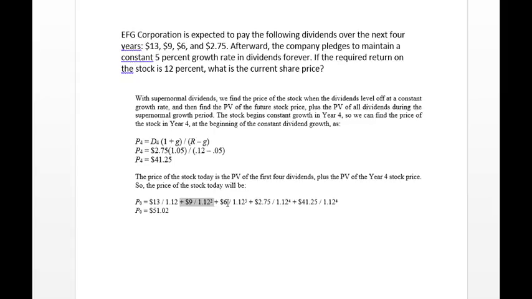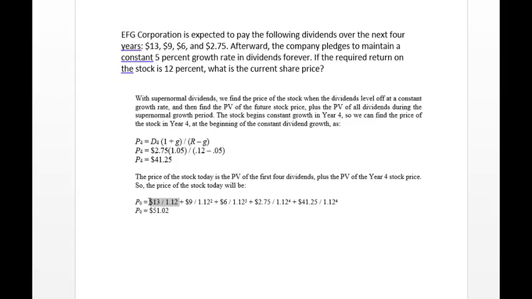Then $6 is going to be 6 divided by 1.12 to the third for the third year, and then 2.75 divided by the 1.12 for the fourth year. Don't forget, we're going to add back in the constant price here of $41.25. Now look at how we did the numbers. It's 1.12 to the fourth, which is the same as the one previous. So you're going to have 1.12 to the first, to the second, to the third, to the fourth, and the last one, we're adding back in our price here, and then what we're going to do is we're going to add them all up. Through doing this calculation, you are going to get to $51.02.